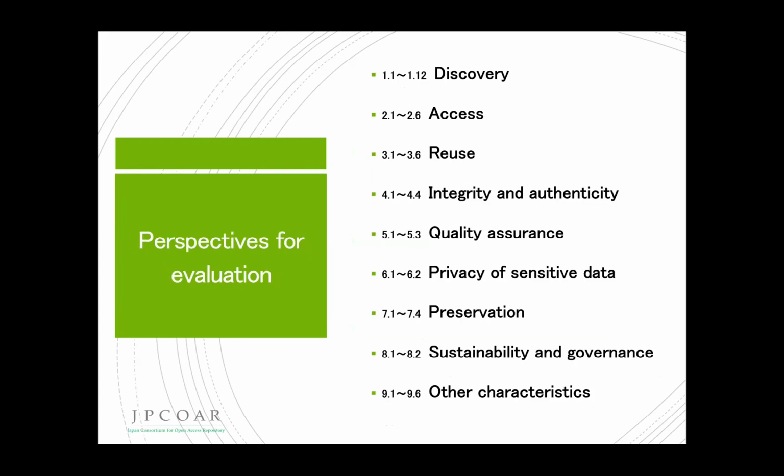Let's check the perspectives of this framework. As you can see on this slide, there are 9 perspectives in total. In order from top to bottom, these are discovery, access, reuse, integrity and authenticity, quality assurance, privacy of sensitive data, preservation, sustainability, governance, and then finally others. Under these headings, there are 45 requirements, and among them, 22 items are essential characteristics, and the rest are desired ones.